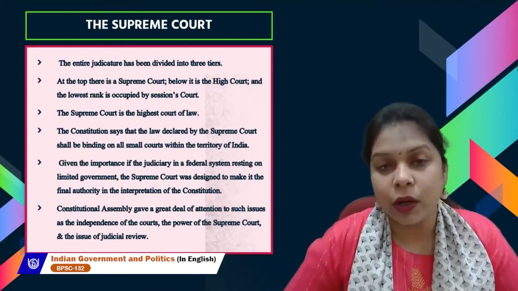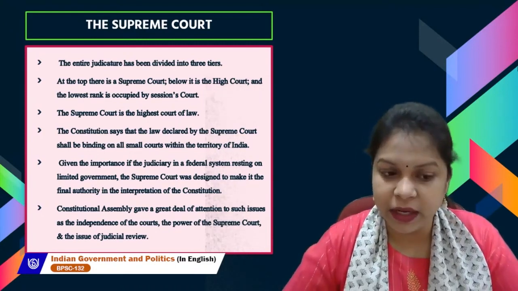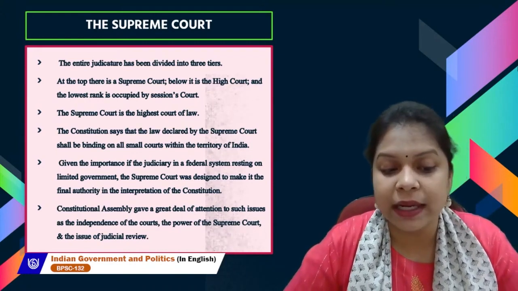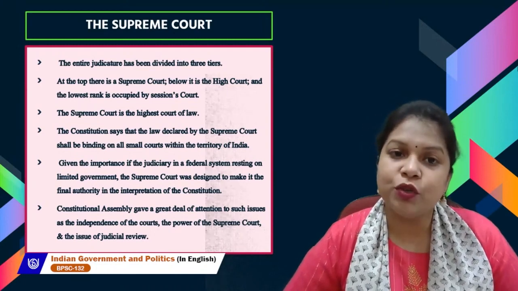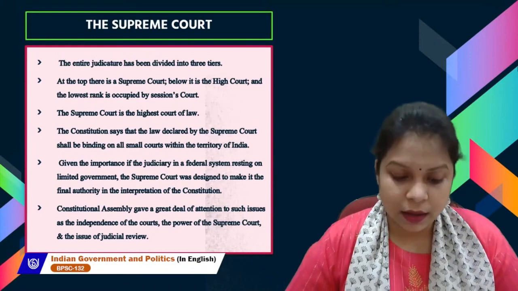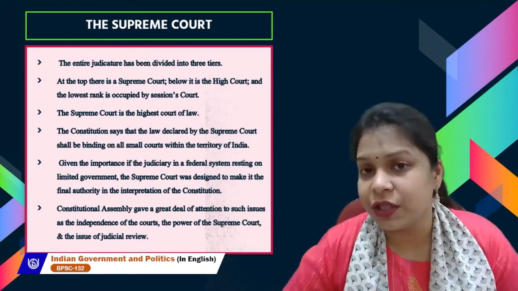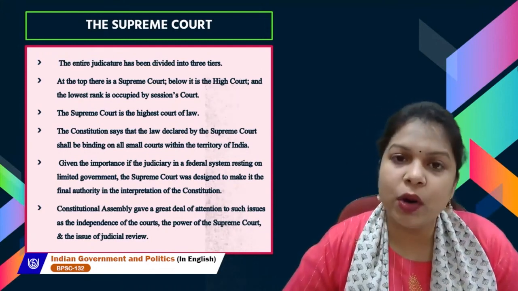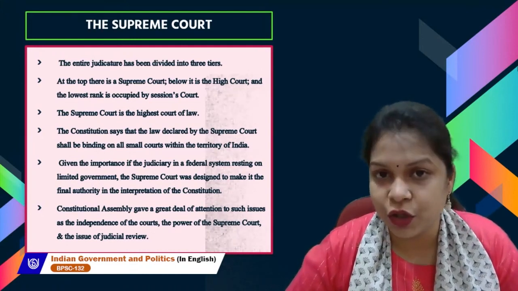Given the importance of the judiciary in a federal system resting on limited government, the Supreme Court was designed to be the final authority in the interpretation of the constitution. Our constitution makers didn't make the parliament the final authority in interpreting the constitution, but it is the judiciary, the Supreme Court, which is designed to make the final decisions regarding the constitution.